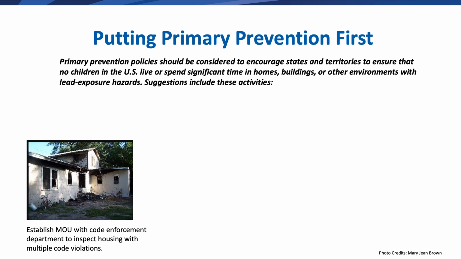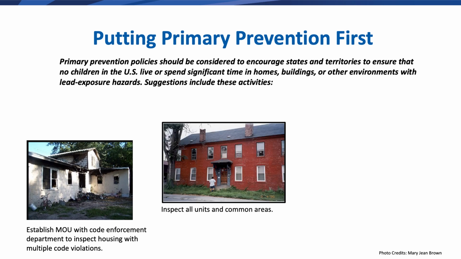And as you can see from the bicycle in front, it likely has a child living in it. And lead is probably not the only code violation in this house, so it's very important that you work with the Code Enforcement Department in your jurisdiction to ensure that inspections are thorough and include lead paint and other violations. It's also important to inspect all units and common areas in multiple family dwellings.